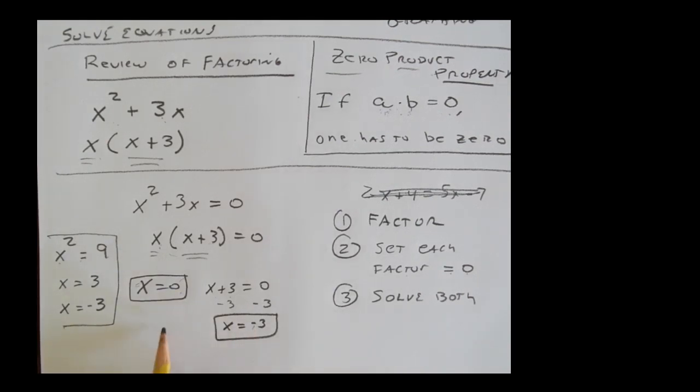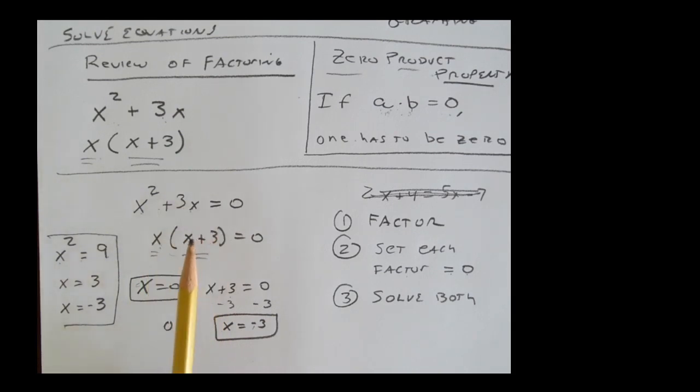Okay, and those are our two answers. Either x equals 0 or x equals negative 3. It's one of those two things. And if you plugged 0 back into this, you would get 0. 0 squared plus 3 times 0. 0 plus 0 equals 0. What about negative 3?